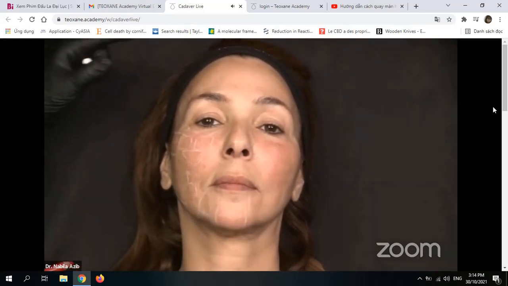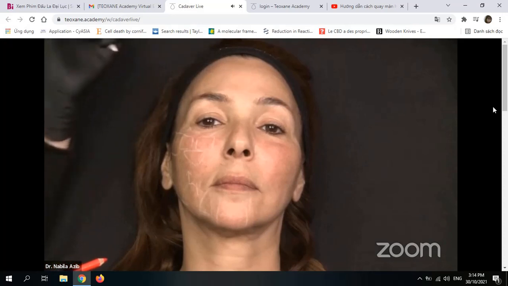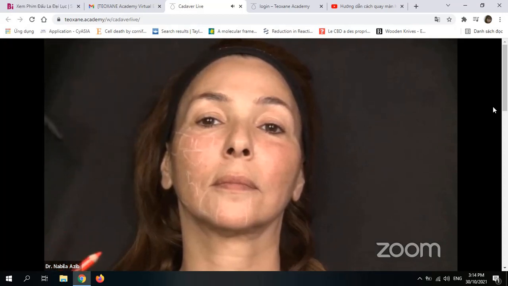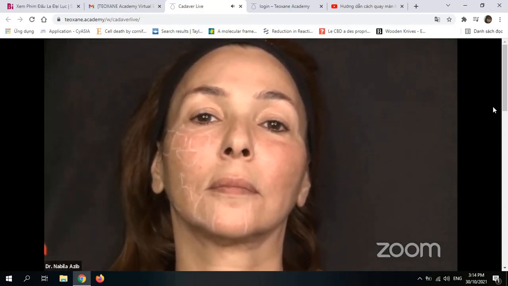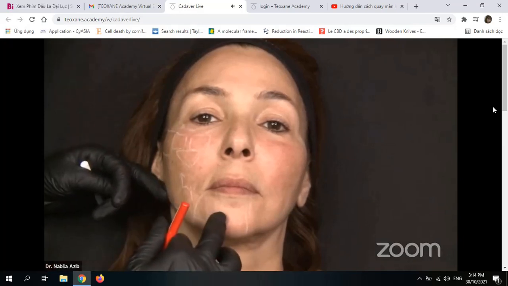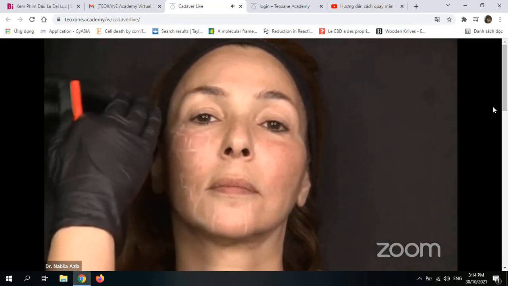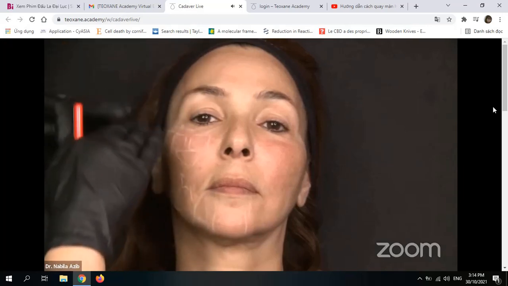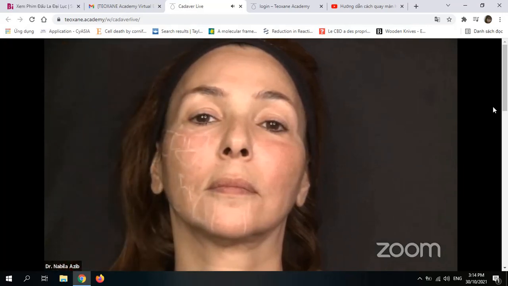But why not starting by the temples and the forehead, for example? It's just a habit. But the important thing is not to start by the lower face. I always start by the upper layers, upper thirds, and then I finish with the lower third.